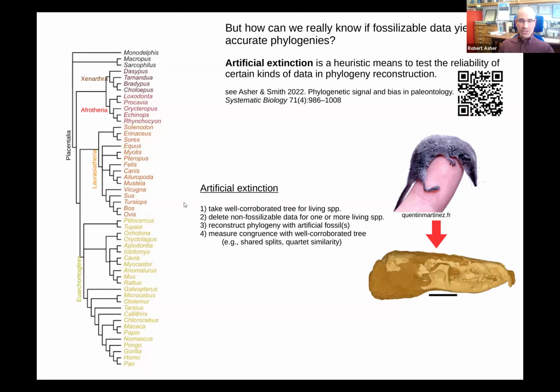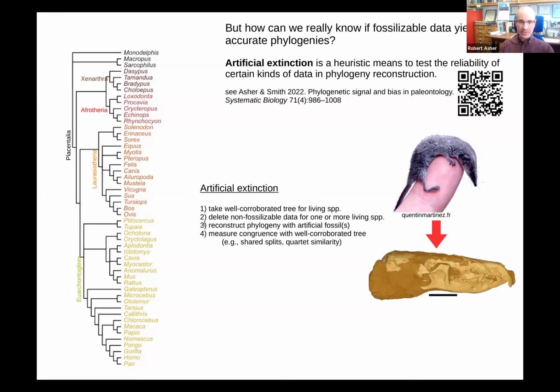So artificial extinction takes our shrew, for example, deletes all of the DNA and other non-fossilizable data for that shrew, and then you rerun the analysis, including an anatomical matrix that sampled not only that shrew, but also these other living species. I might add that the well-corroborated tree here is built entirely using non-fossilizable data, so those are independent bodies of data. The anatomy on the one side that you can get from fossils, and the molecular data, the non-fossilizable data, are used to reconstruct this topology.